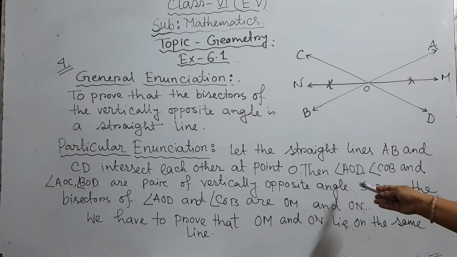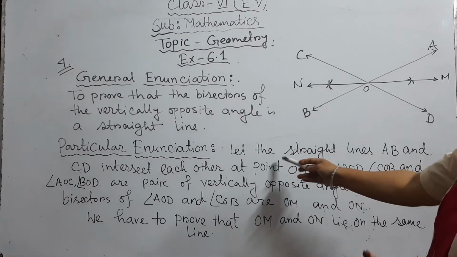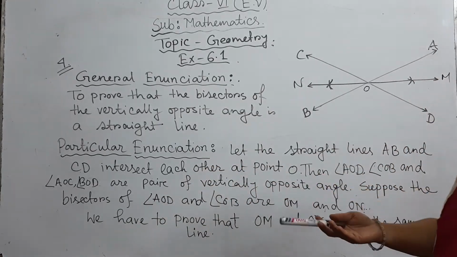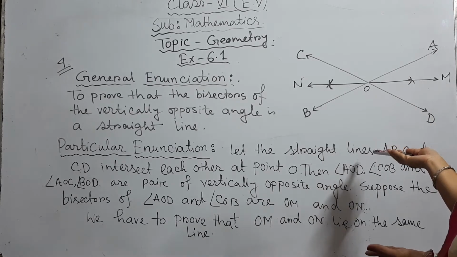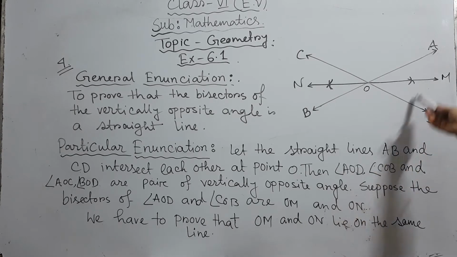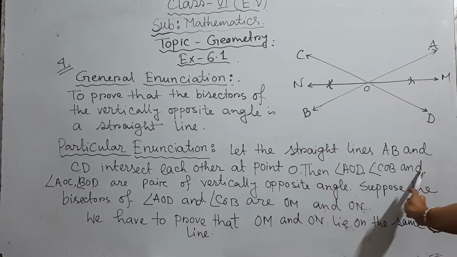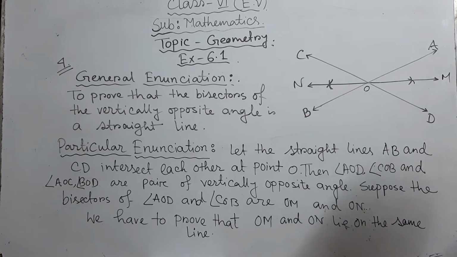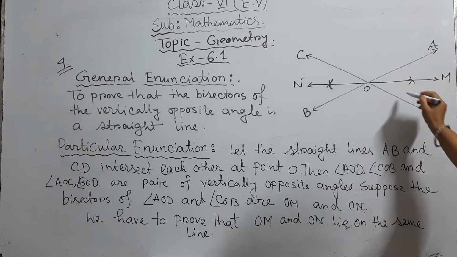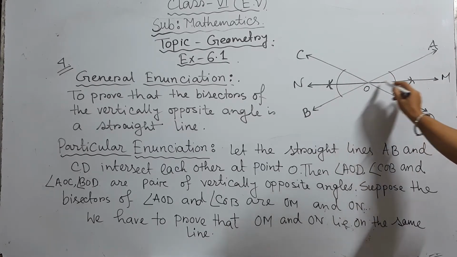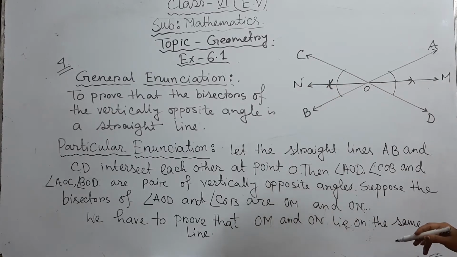So the particular enunciation is this: let the straight lines AB and CD intersect each other at point O, as we have drawn on the board. You have to draw the same in your copy also. Then AOD and COB, and AOC and BOD, are pairs of vertically opposite angles. Suppose the bisector of AOD and the bisector of COB are OM and ON. Okay, dear students.